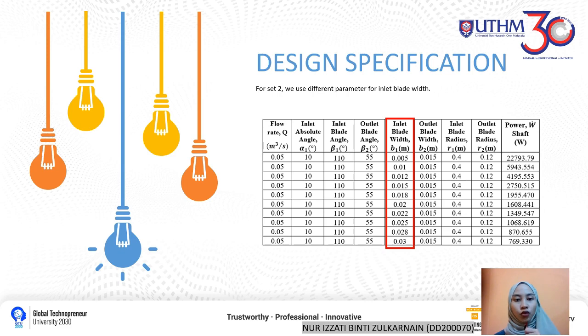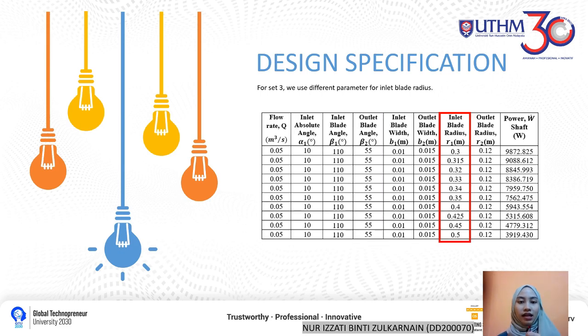Next, for set 2, we use a different parameter for the inlet blade width, B1, from 0.005 meter to 0.03 meter. All other parameters will be constant and we will calculate the shaft power. And lastly, for set 3, we use a different parameter for the inlet blade radius R1, from 0.3 meter to 0.5 meter. All other parameters will be kept constant and we will calculate the shaft power.